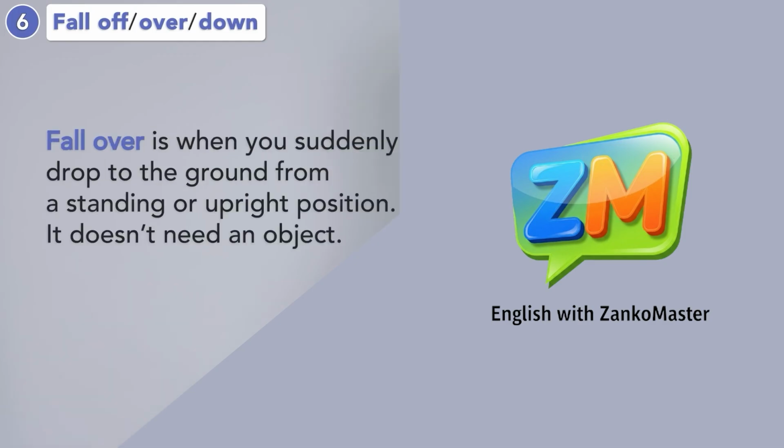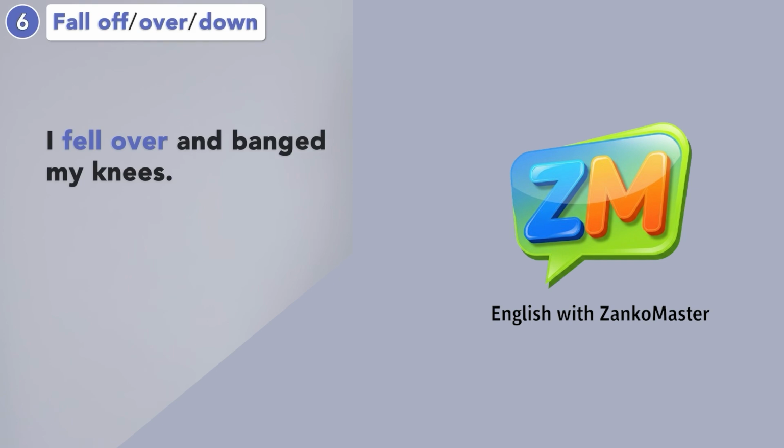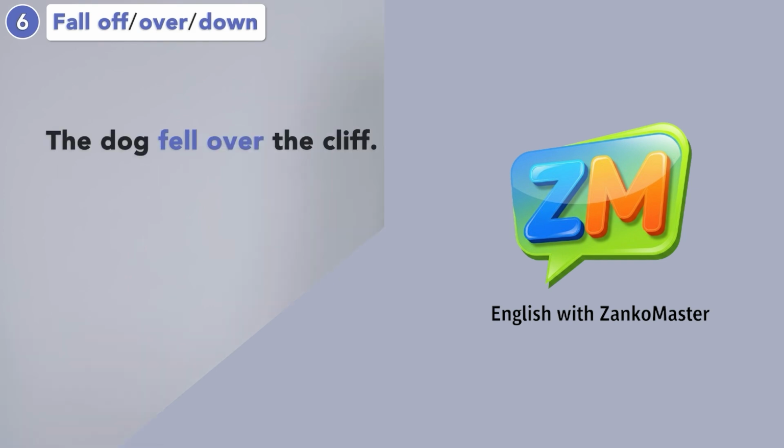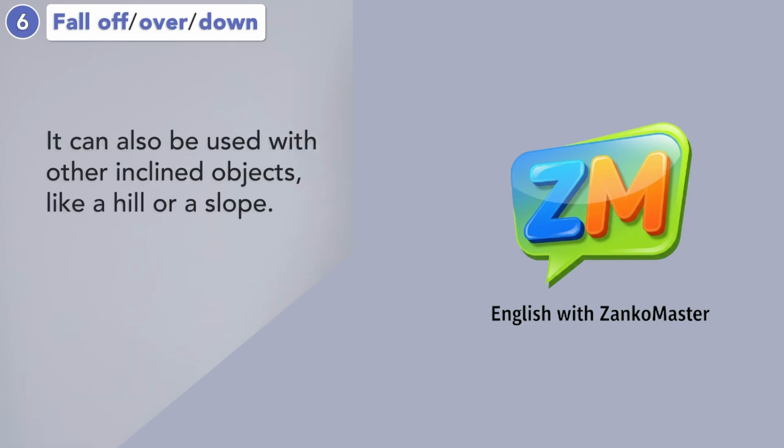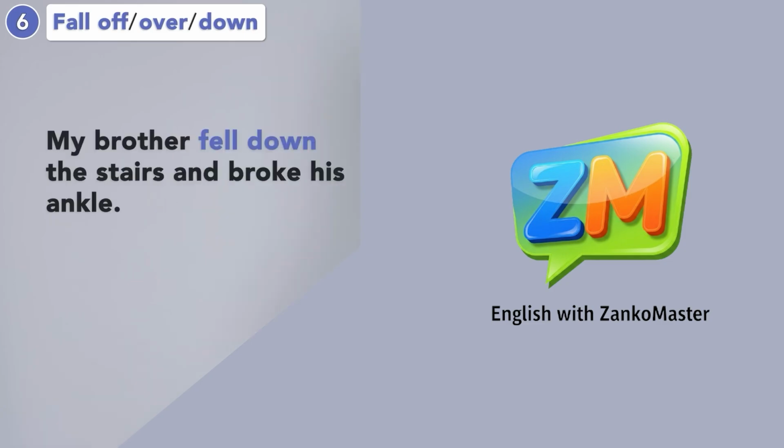Fall over is when you suddenly drop to the ground from a standing or upright position, and it doesn't need an object. I fell over and banged my knees. It doesn't need an object, but it can have one. For example, the dog fell over the cliff. Fall down is most commonly used for stairs or steps. It can be used with other inclined objects like a hill or a slope. My brother fell down the stairs and broke his ankle.